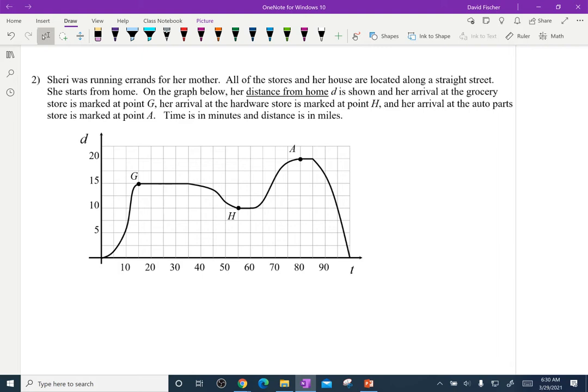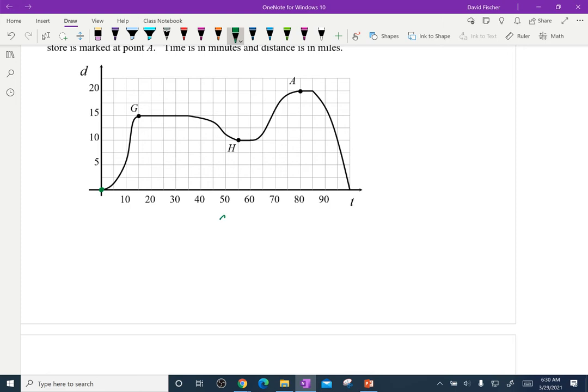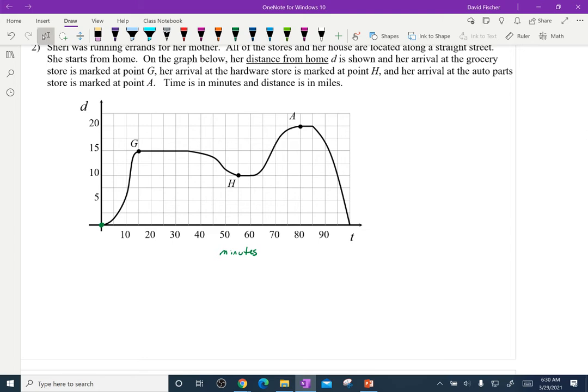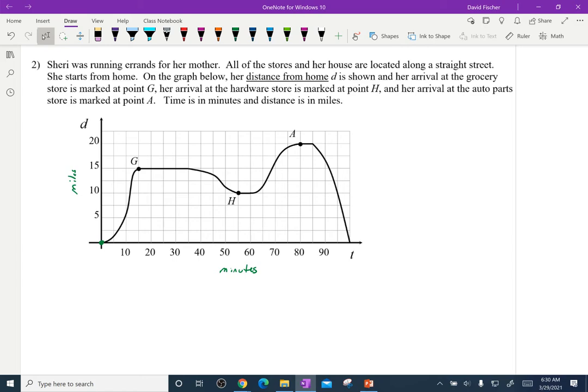Oh, D is the home. So right here means she's at home. So then G is the grocery store. H is the hardware store when she got to the hardware store, and then her arrival at the auto parts store is the A. Time is in minutes, so that's important. And then her distance is in miles. That's important because it's going to be miles per minute, but most of the time when we're driving a car or something, we don't do it miles per minute, so we'll talk about that in a second.